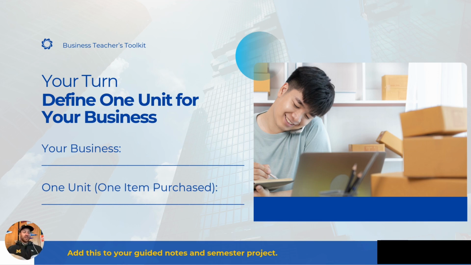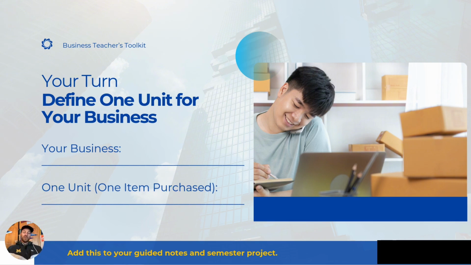So what is your business? If my business is a smoothie shop, well, it's my signature smoothie. If my business is specifically a landscaping company and I do a lawn cut, I probably have different square footages that are determined based on the pricing. But for the most part, I'm cutting your lawn, right? That's one unit, one item purchased. If it's a car detail, it's one car detail. Add this to your guided notes.